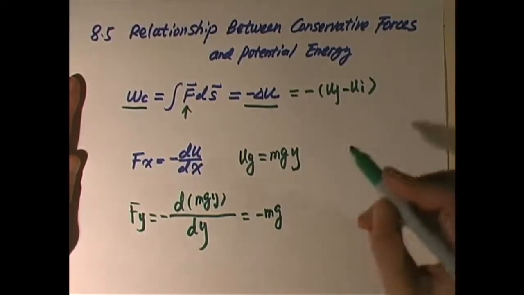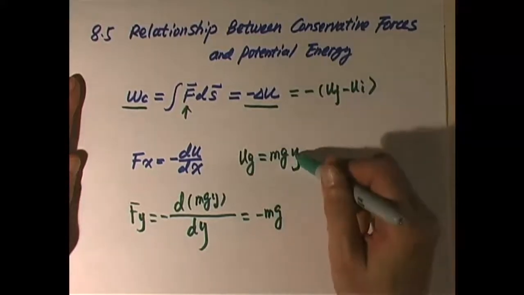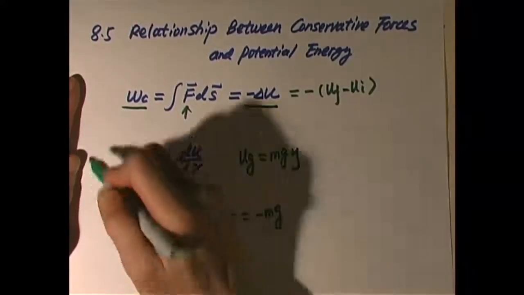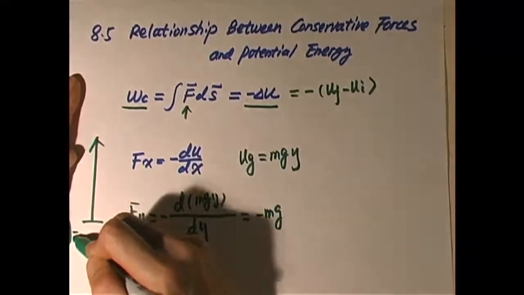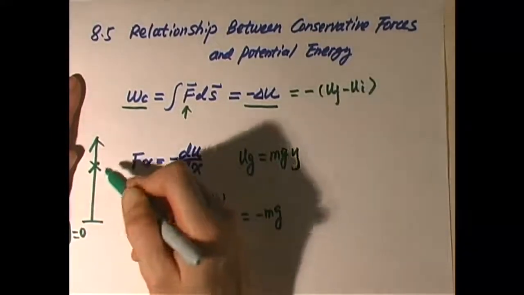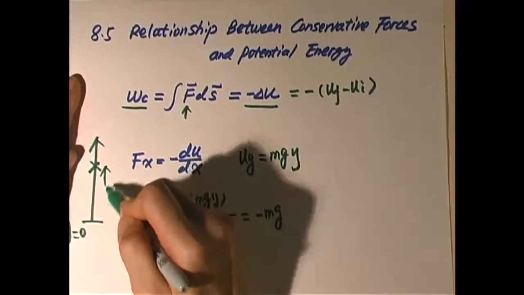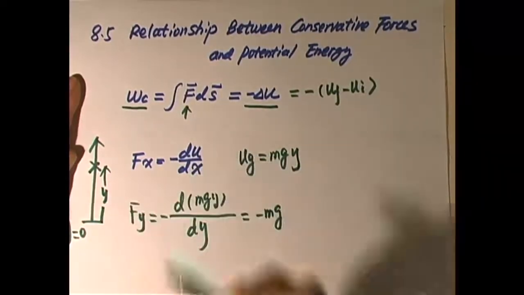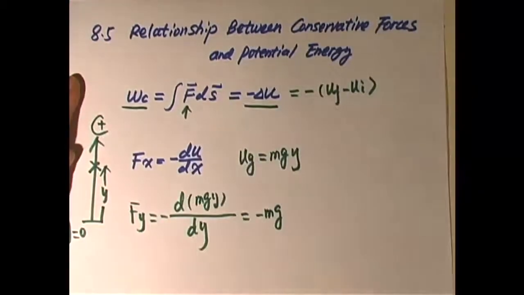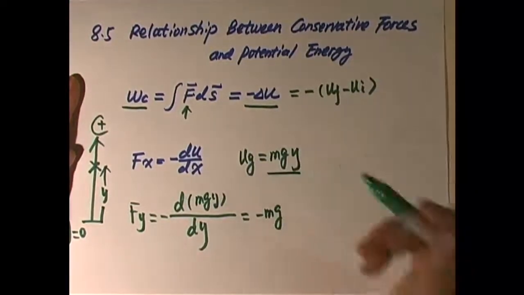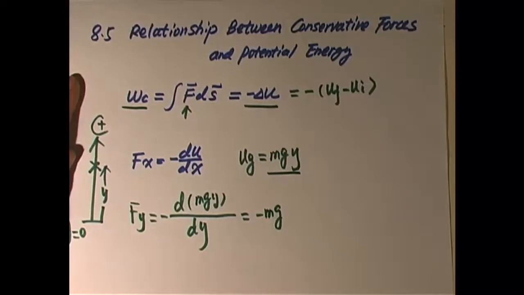You see the height is y. When we talk about height, this is y equals 0, and if you are here, this is the height y. So up is positive, and you have positive gravitational potential energy, but the force on it is negative mg, in the opposite direction of that height.